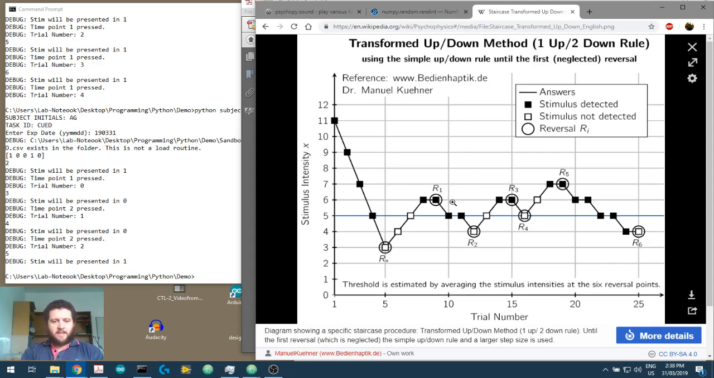So what we're going to do is basically add up all of these values here and divide by the number of reversals, and that's going to give us our threshold. Basically, we're looking for the midpoint between R0, R1, R1 and R2, R2 and R3, because at some point there, the person's not able to hear the stimulus anymore.